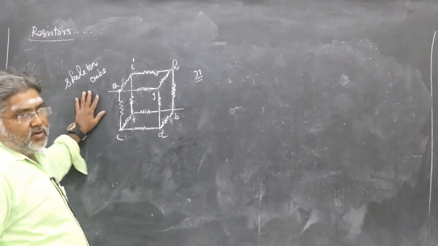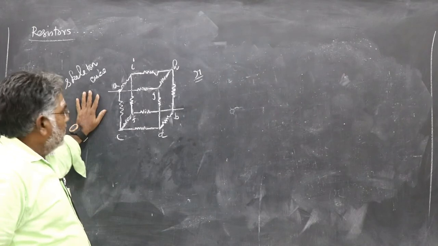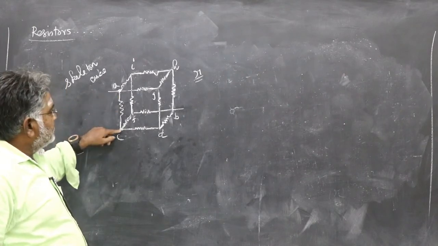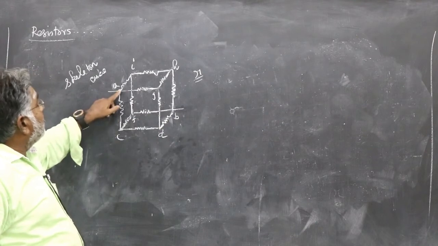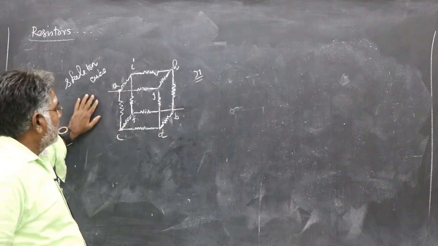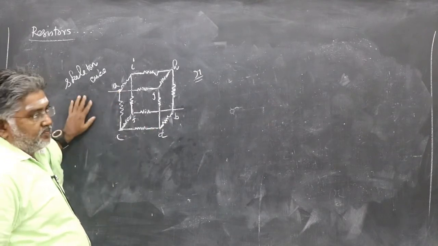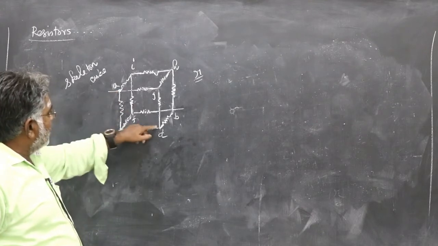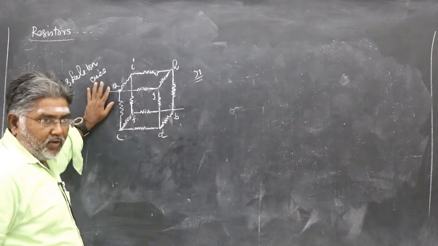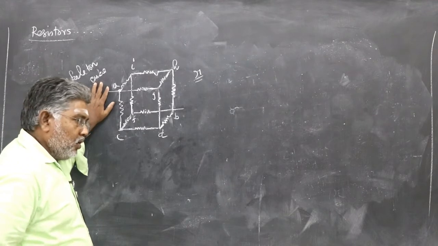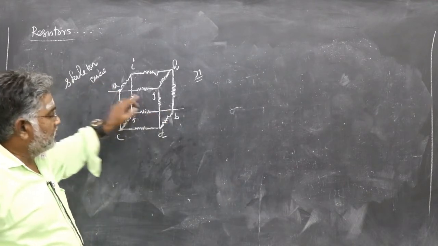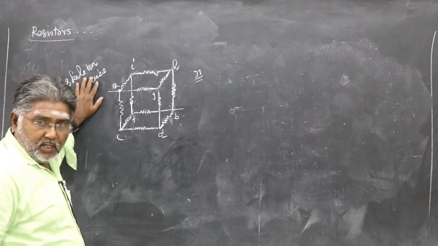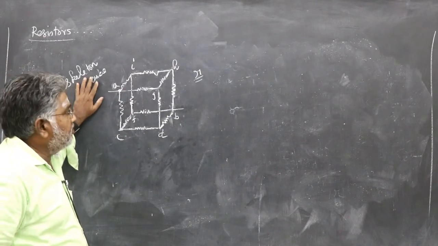Usually there are three different cases: between A and C, between A and D, between A and B. How to find effective resistance? We take up the first case in which we find the effective resistance between A and B. We want to find out the effective resistance between A and B.